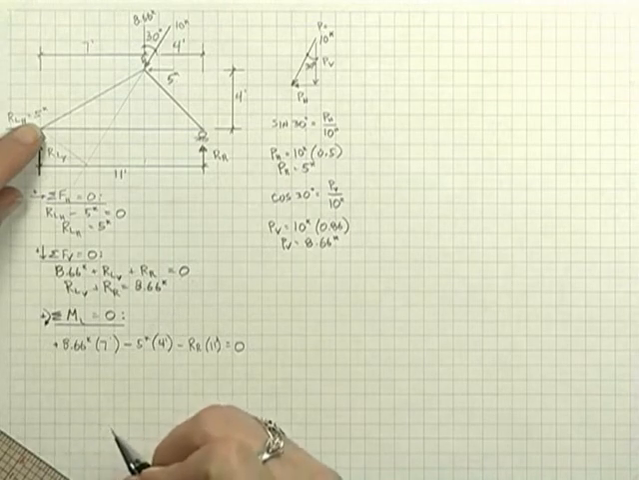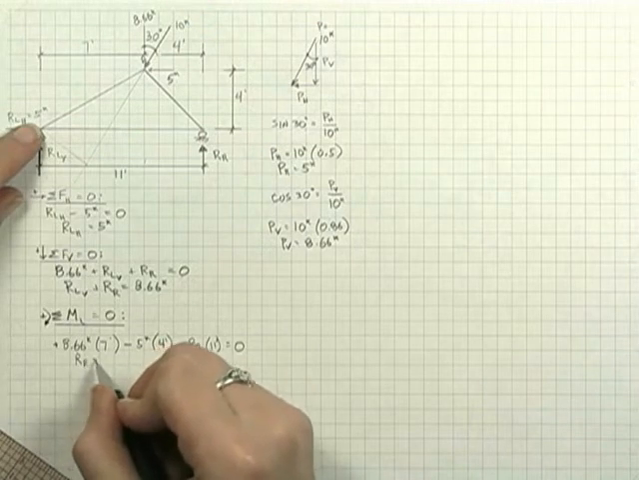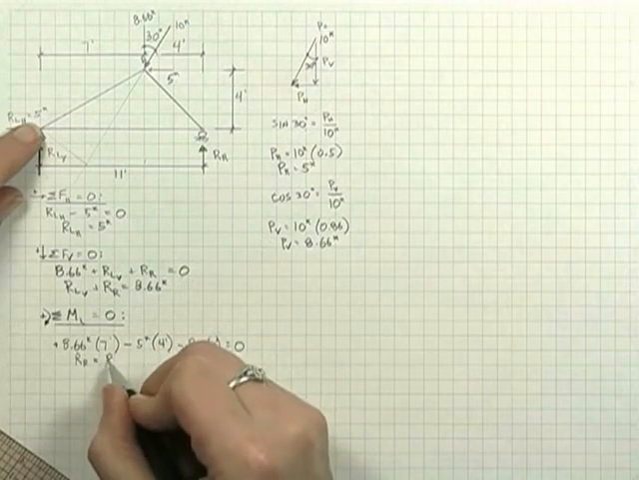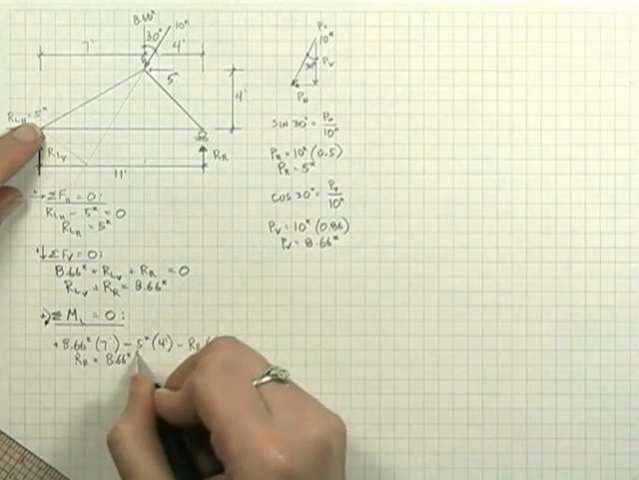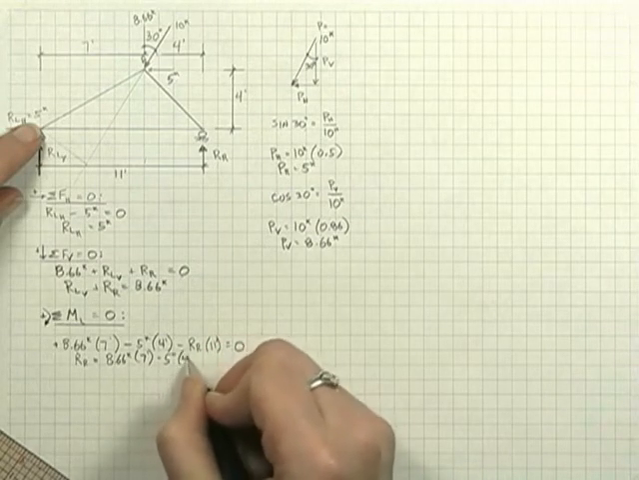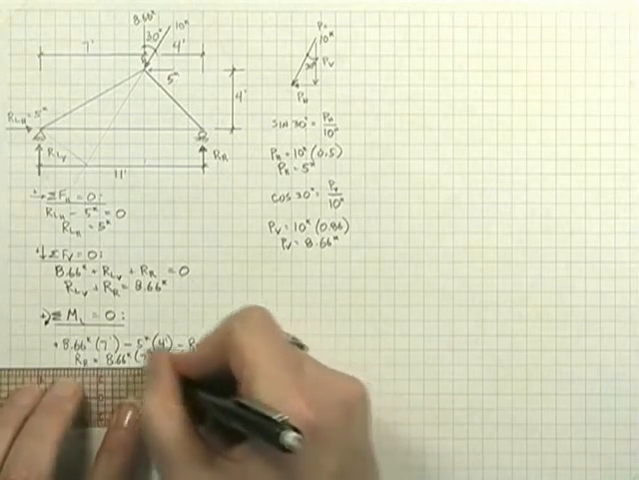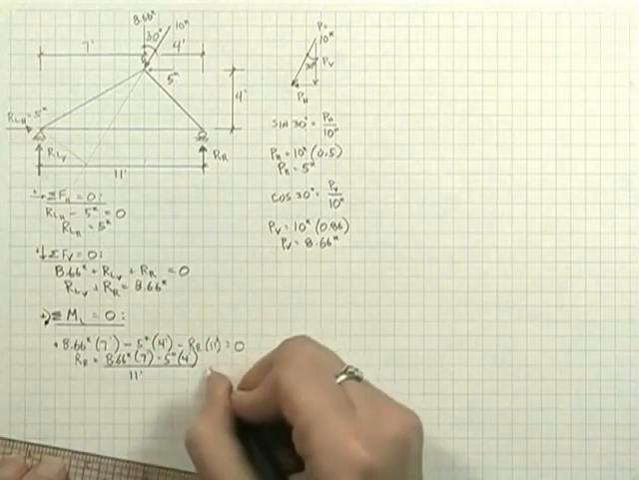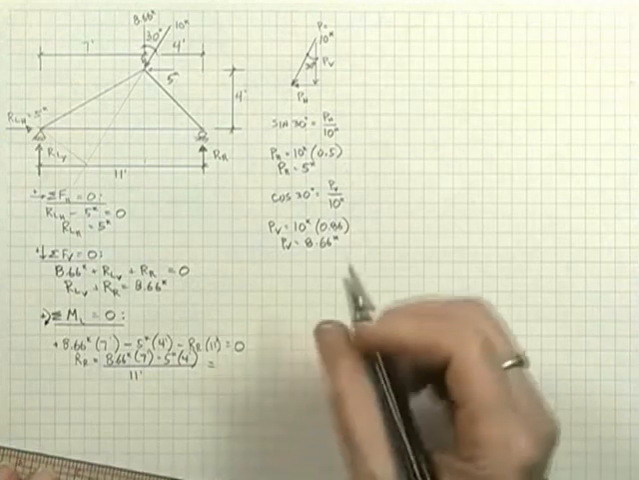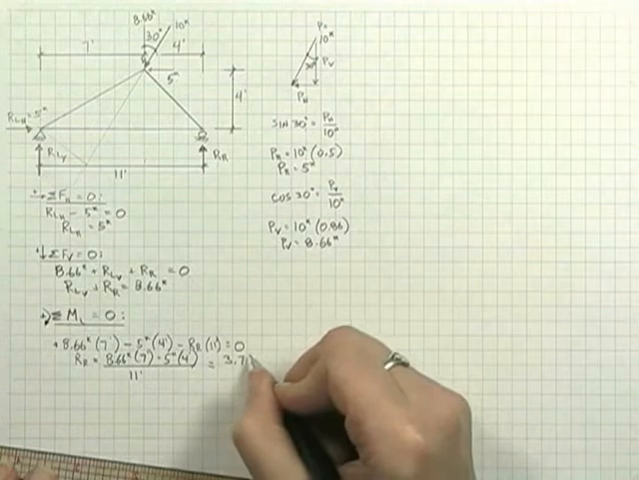So now we can solve for this. We have R right equals 8.66 kips times 7 feet minus 5 kips times 4 feet, divided by 11 feet. And that comes out to 3.7 kips.